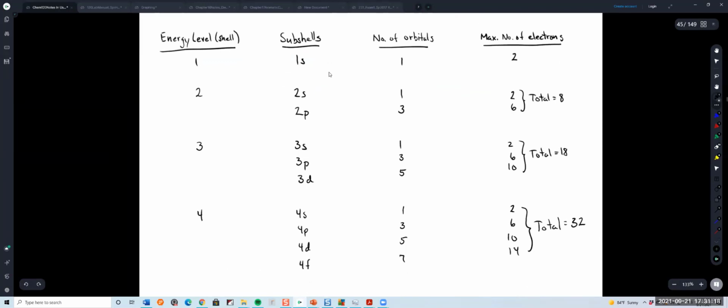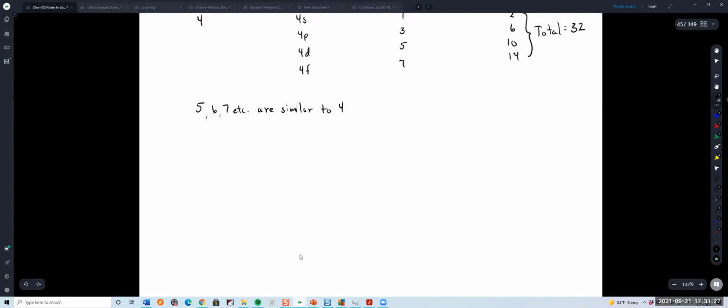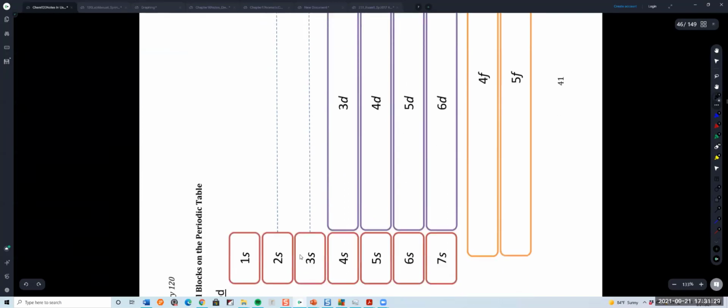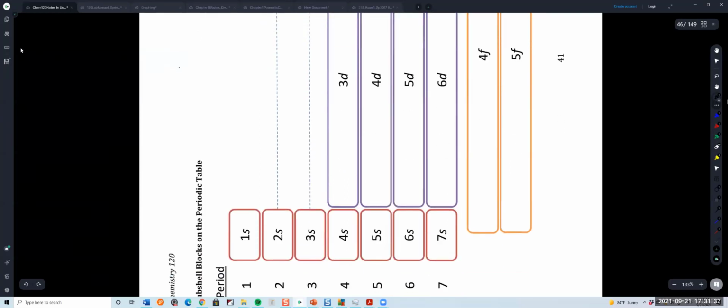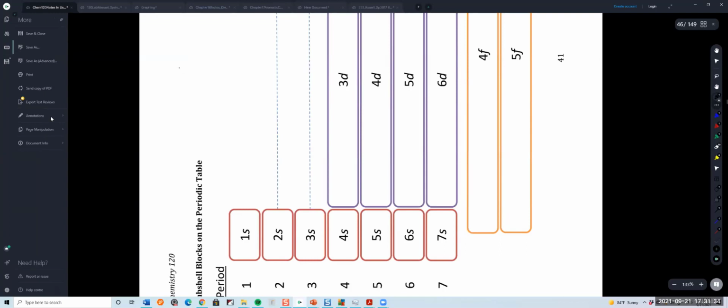You might think it's 1s, then 2s, then 2p, then 3s, then 3p, then 3d, then 4s, then 4p. It's not that order. It's a little bit more complicated, unfortunately. But we can use the periodic table to tell us the order.